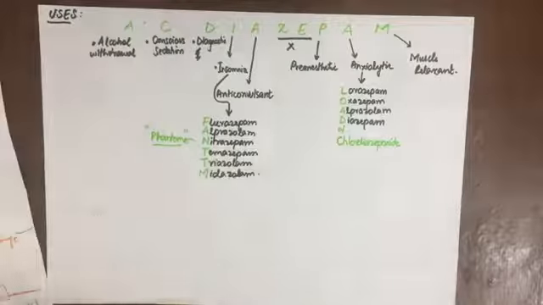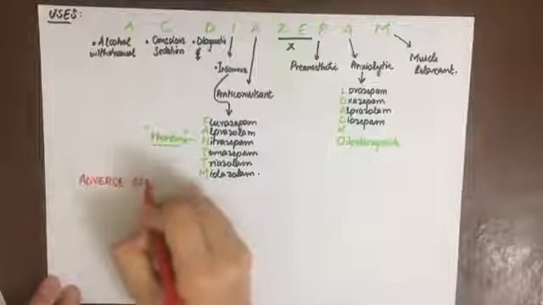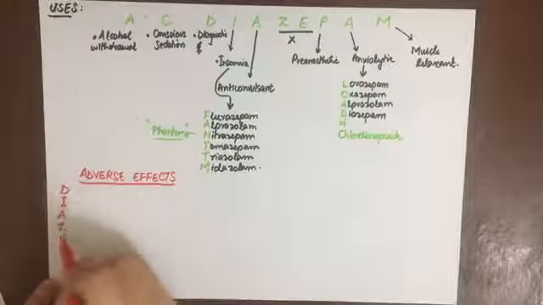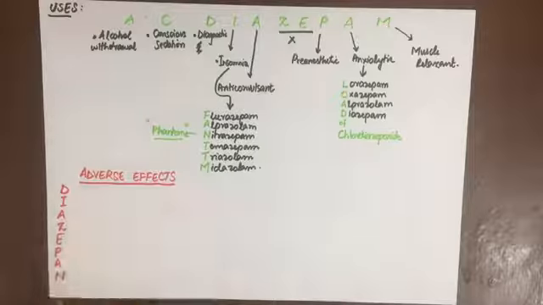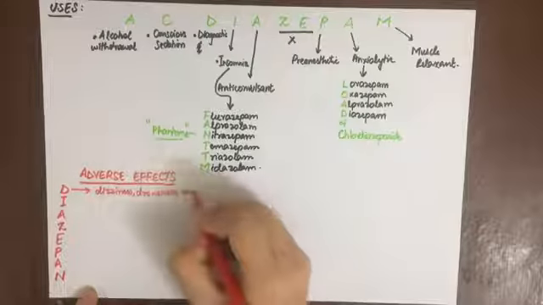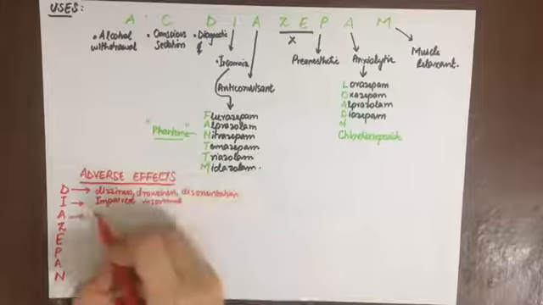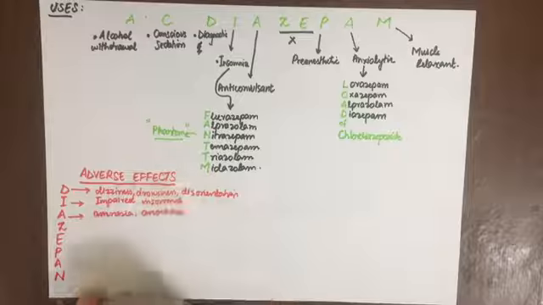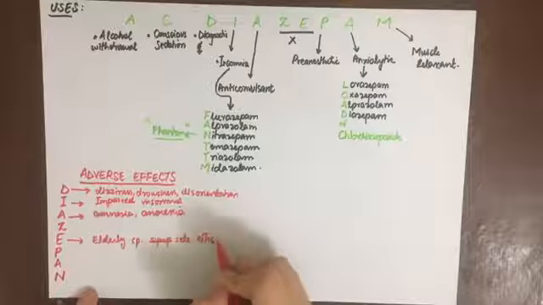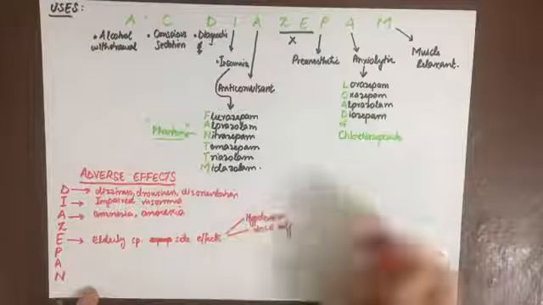Let's have a look at the adverse effects of benzodiazepines. The mnemonic for the adverse effects is diazepam, not PAM. D for dizziness, drowsiness, and disorientation. I for impaired insomnia. A for amnesia and anorexia. Z for nothing. And E for elderly specific symptoms, which are hypotension and dose adjustment, because it causes ambulatory impairment.